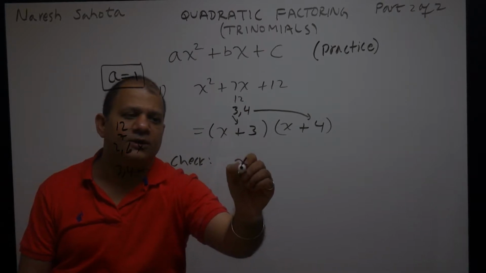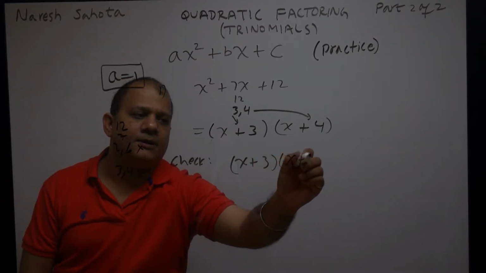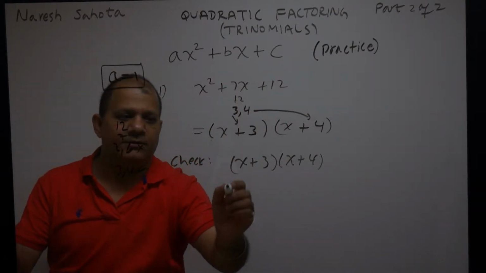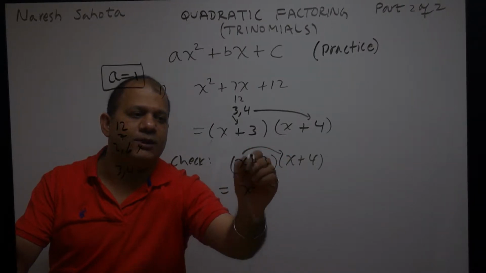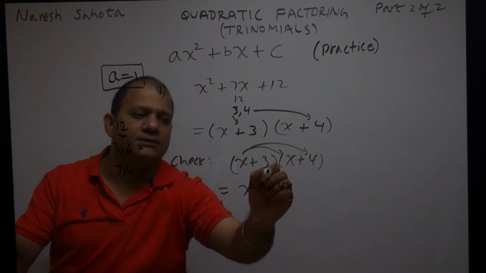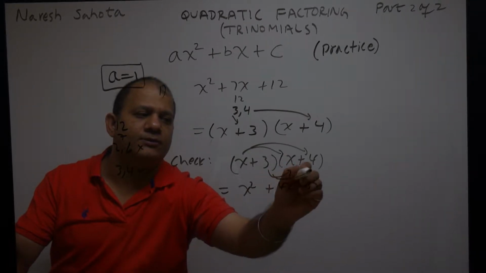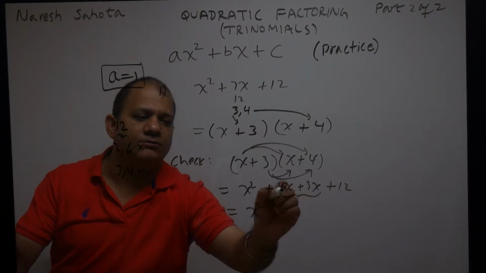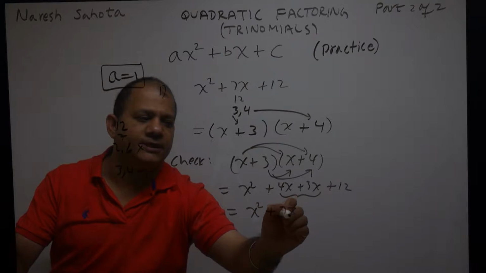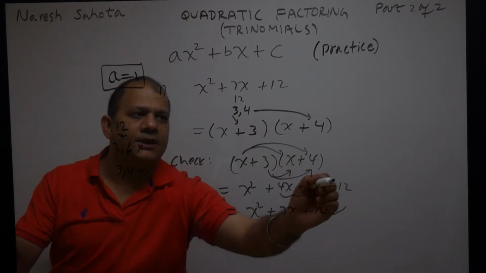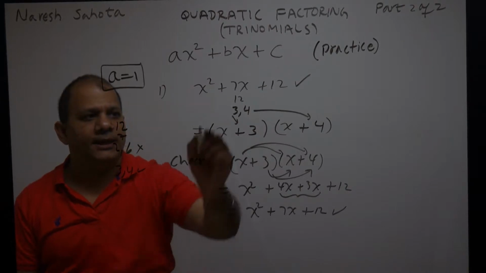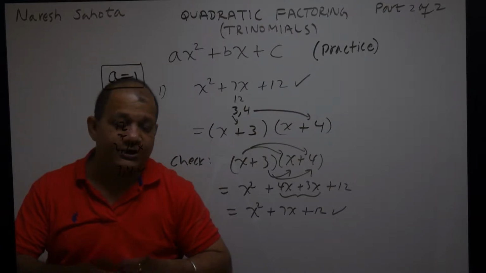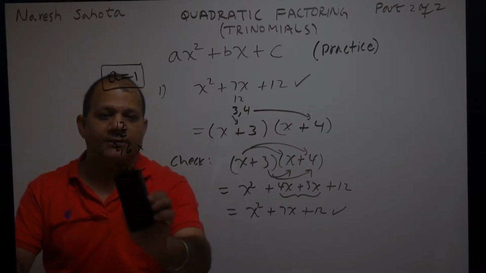So let's check. To check, we simply multiply, and when we collect like terms, we should end up with the question that we were given, right? So x times x is x squared, x times 4 is 4x, 3 times x is 3x, 3 times 4 is 12. Now collect like terms: 4x plus 3x gives me 7x. So x squared plus 7x plus 12, and this is what we were given to begin with, right? So that checks. Okay, now let's continue and do some more examples.